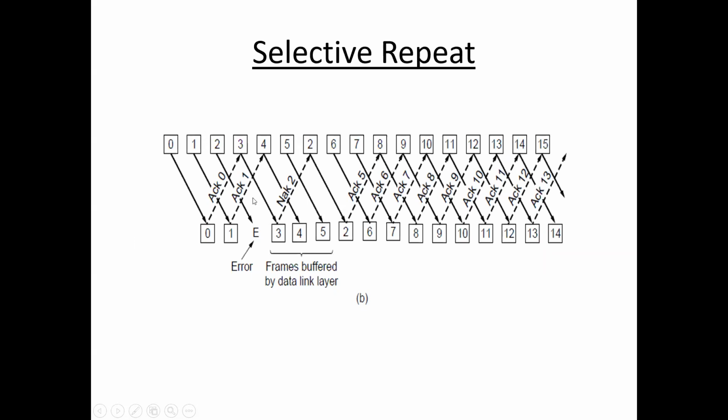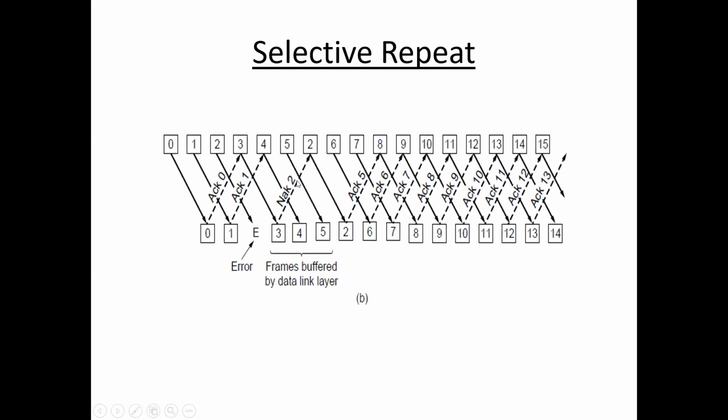See here, frame 2 is in error. So here the receiver sends a negative acknowledgement, NAK2, to the sender. Then the sender assumes that there is an error in the frame. So that's why the sender resends frame 2 and next 6. That means 3, 4, 5 are already transmitted.